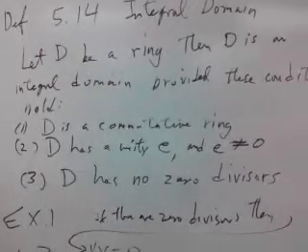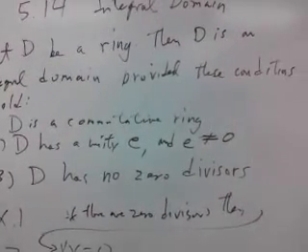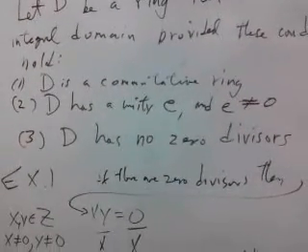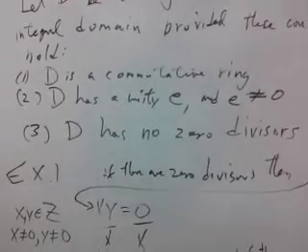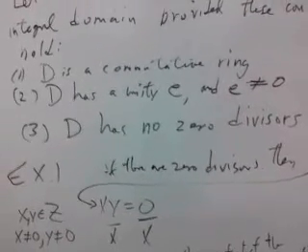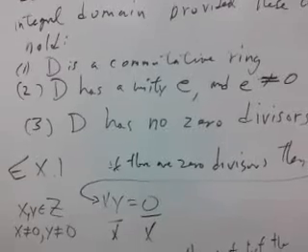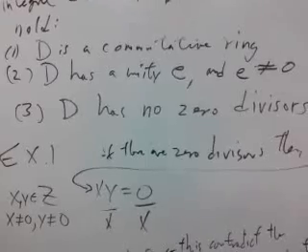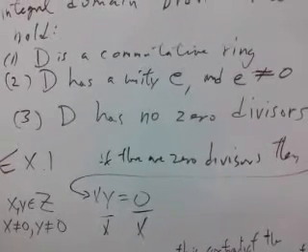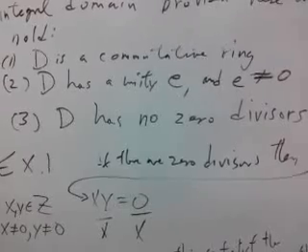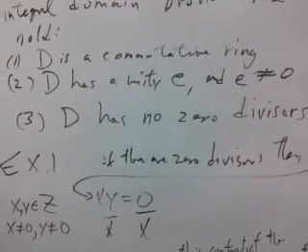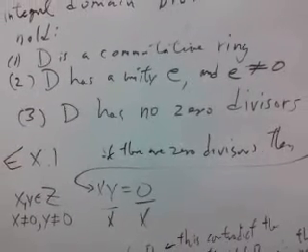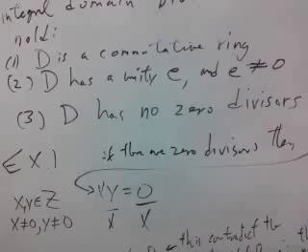then D is an integral domain provided these conditions hold true. Number one, D is a commutative ring. In other words, the set D has to obey all the properties for a ring. Additionally, the operation of multiplication has to be commutative. Number two, D has a unity E, and E is not equal to 0.